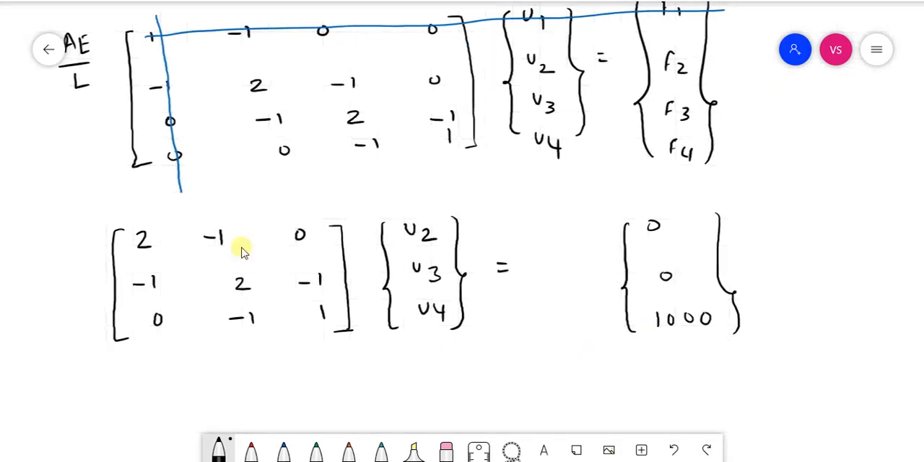And here what I do, this AE over L is here. Now I bring it this side. So when it comes here, it will be L over AE because it is division. Now this L, E, A, all these things are given to us.